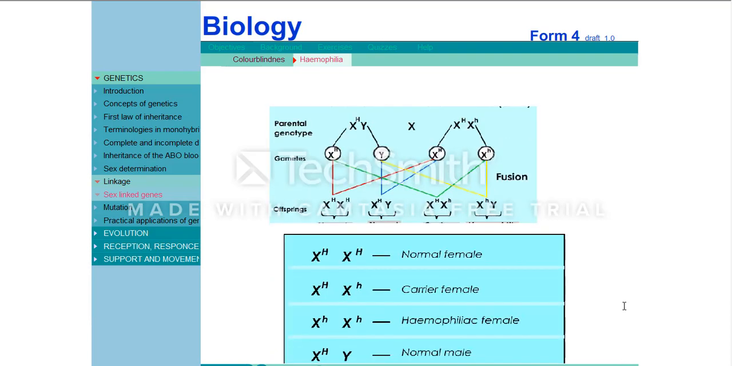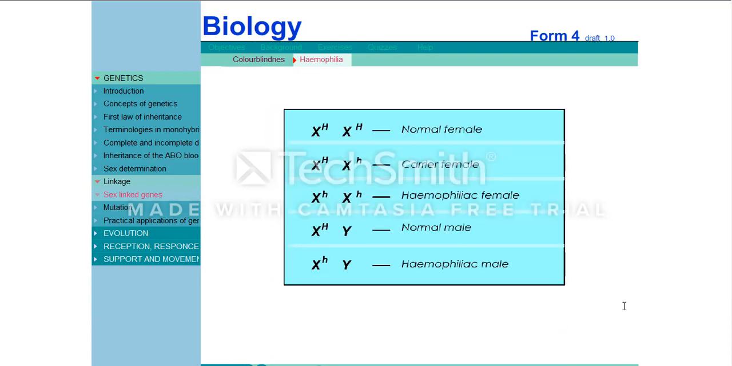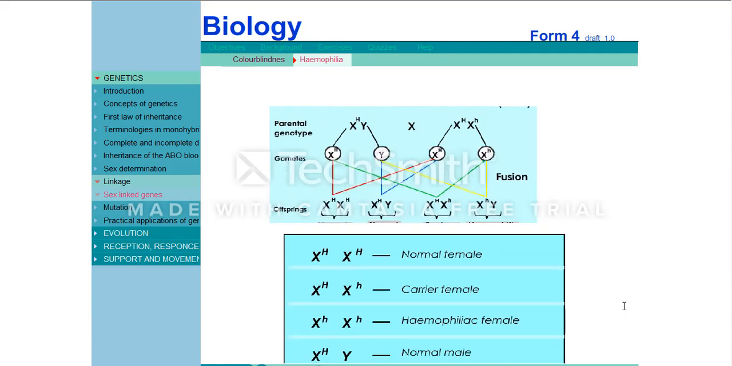In a cross between a man with normal blood and a woman who is a carrier for hemophilia gene but with normal blood clotting, some of the daughters will have normal blood clotting and others will be carriers. For the sons, some will have normal blood while others will be hemophiliac. The illustration shows a cross between a normal man and a carrier woman.